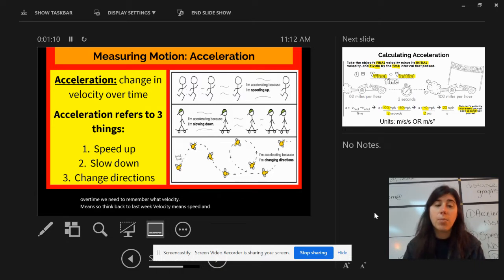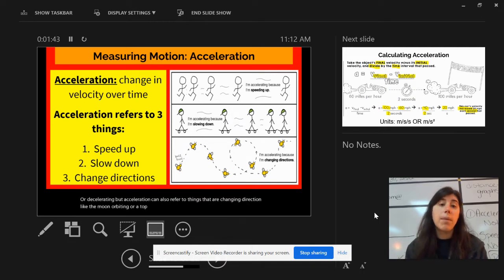So because acceleration is a change in velocity, it can mean a change in speed or it can mean a change in direction. So acceleration actually refers to 3 things, not just speeding up. Acceleration refers to things that are speeding up or getting faster. Acceleration can refer to something that is slowing down or decelerating.